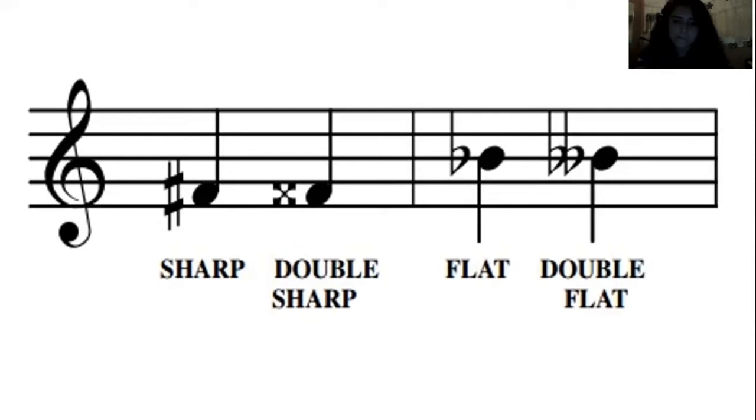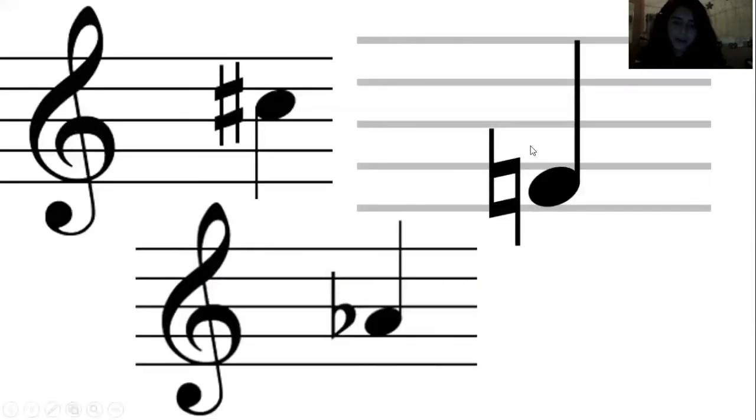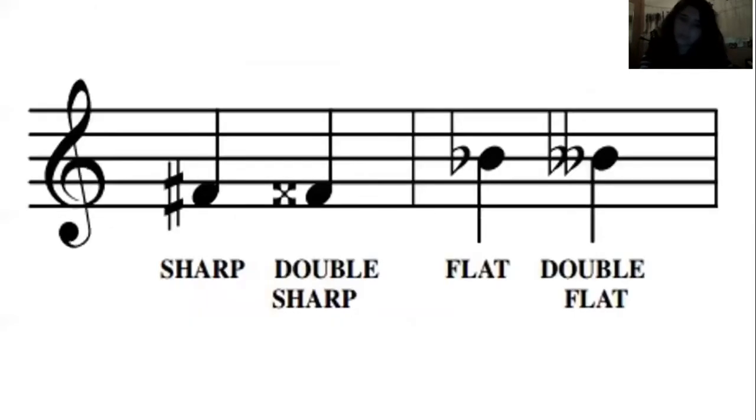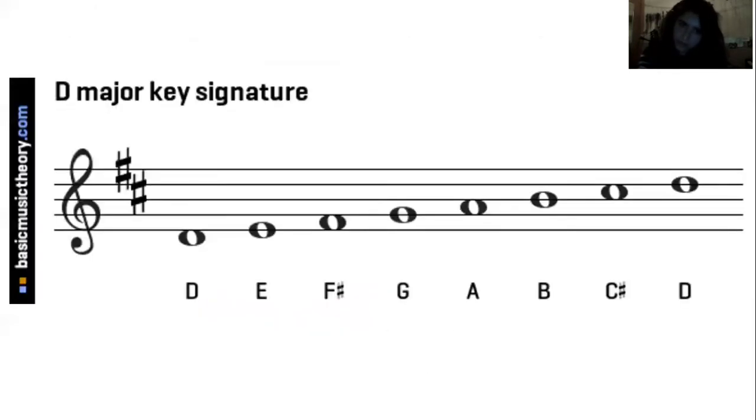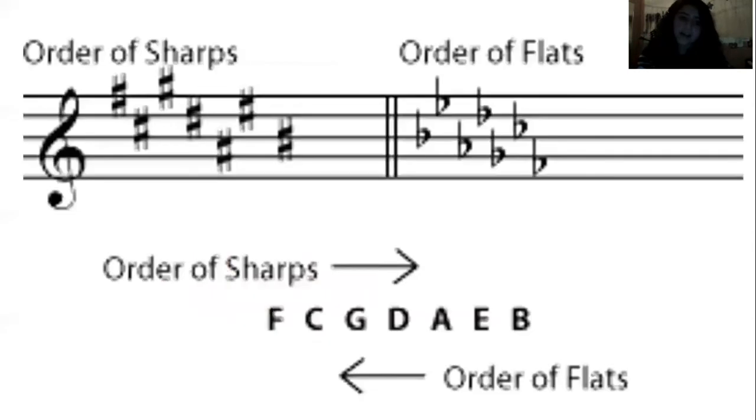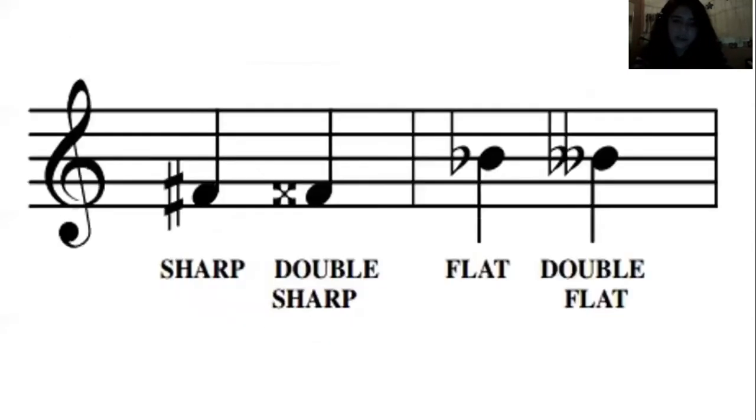And well, the natural cancels the sharp and the flat. Sorry. And well, we are going to talk about the notes. Now we can know the tonality of a piece according to the key signature.